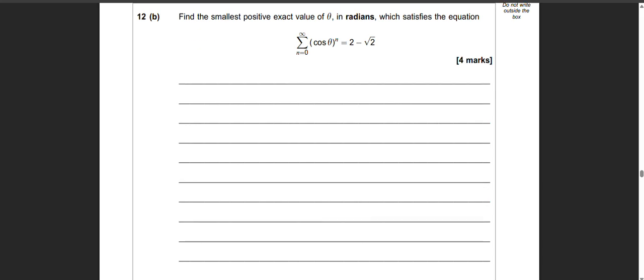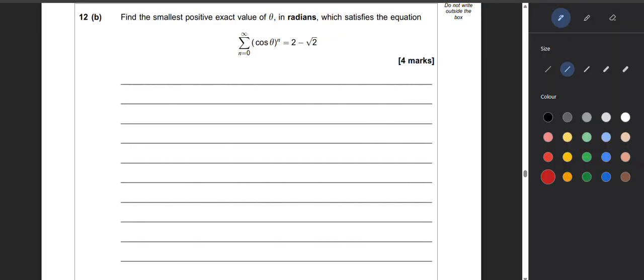So then we have, find the smallest positive exact value of theta in radians that satisfies that equation. So it's a similar concept. We just need to remember that n this time starts at 0. So let's think about how it's going to affect things. For our first term, it's going to be cos theta to the power of 0, which is just 1. And then our common ratio is the same as before, where we're just timesing by cos theta every time. It'll be 1, then cos theta squared, then cos theta cubed. So the common ratio there is just cos theta.